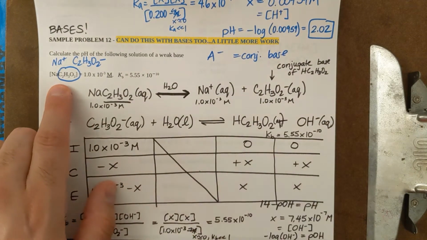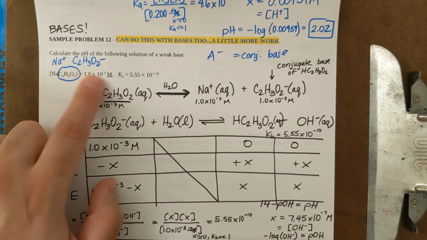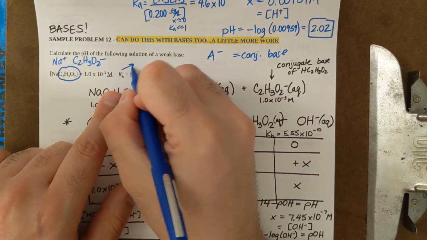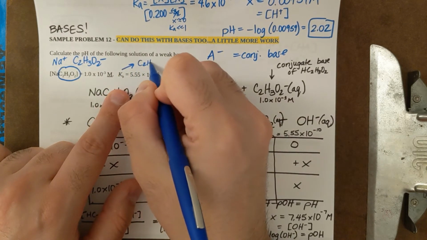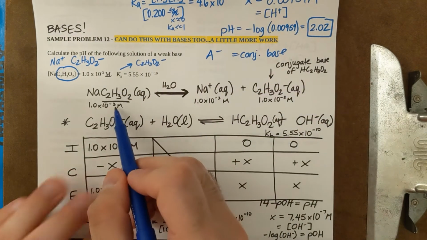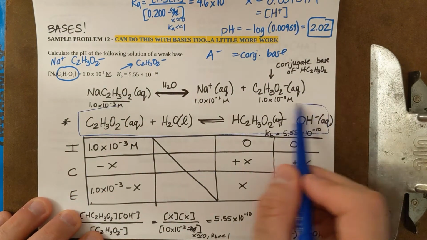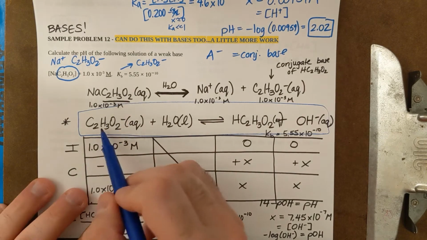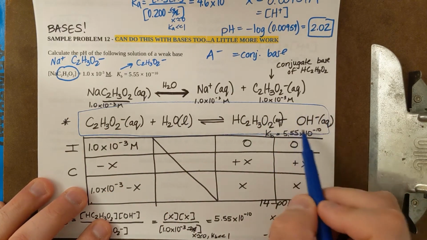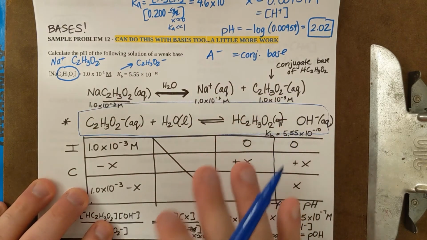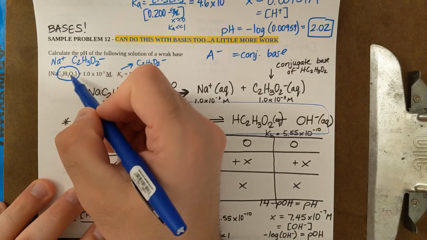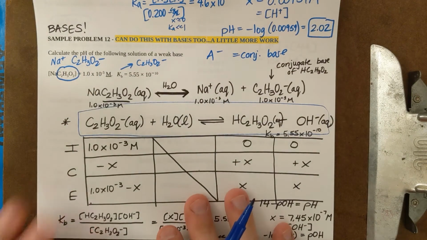If I give you a salt, and I give you a Kb, the Kb is for C2H3O2 minus. I'd probably specify that better. I need this base dissociation equation. I take my base, I add it to water, I get a conjugate acid and OH minus. So I'm going to say that again. If I have some salt, this is sodium acetate. It has Na plus and C2H3O2 minus.